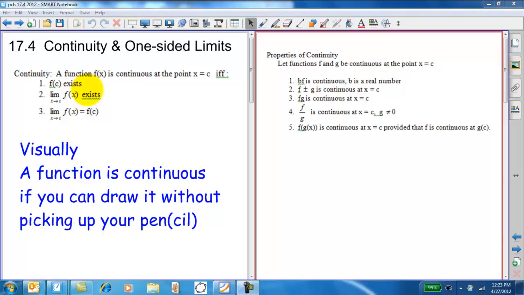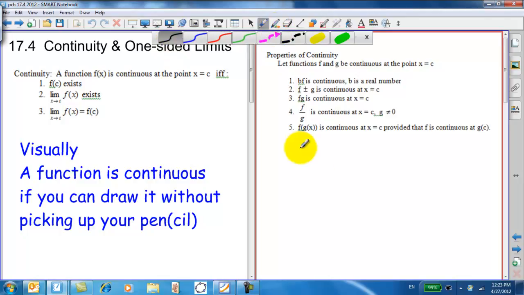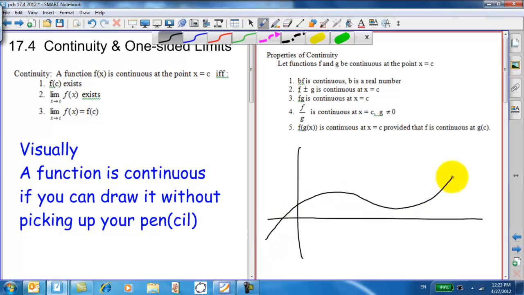First, the idea of continuity. Let me give you a picture so you can understand what this is all about. Visually, a function is continuous if you can draw it without picking up your pencil. So if I've got a coordinate system here, and I put a function in like a polynomial, it's continuous.